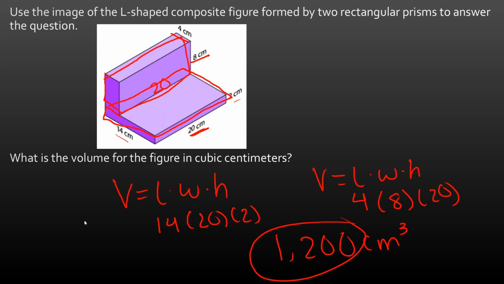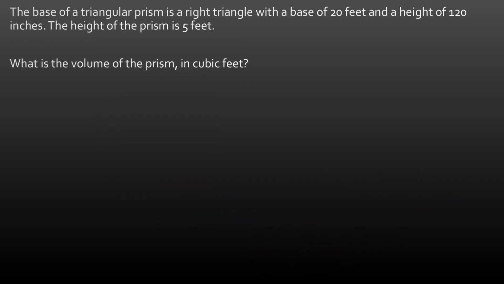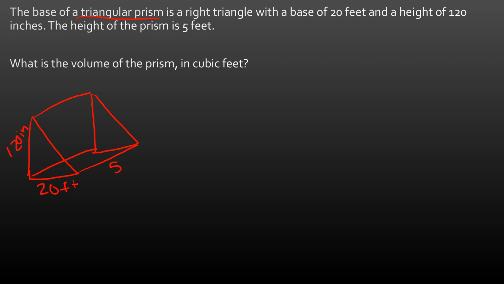Our next question says that the base of a triangular prism, so what I'm going to start doing here is drawing a picture, and I know it's a triangular prism. So I'm going to draw a triangular prism here, so we have a visual. It says that it is a right triangle with a base of 20 feet, a height of 120 inches, and the height of the prism is 5 feet. What is the volume in cubic feet?